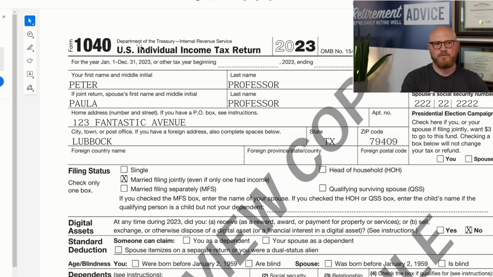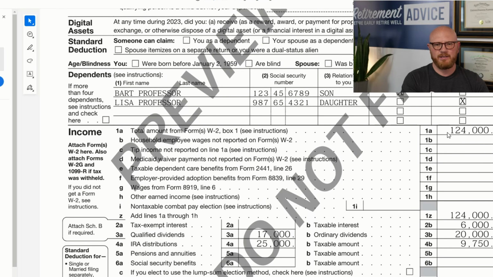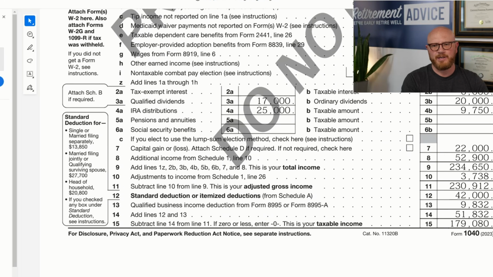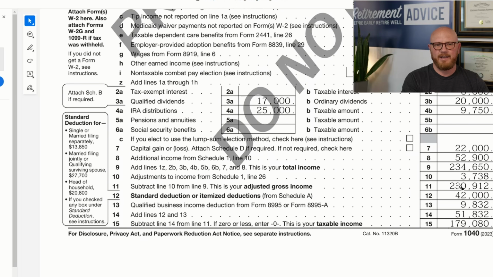This is the Form 1040 for 2023, and for Bart and Lisa, we're going to come down here, and on the first page of the 1040, you start here with income, going down, and your adjusted gross income is this line right here. This is your adjusted gross income. So you can see here, Bart and Lisa have all these different income items added up, and then it flows through, and that's the adjusted gross income.